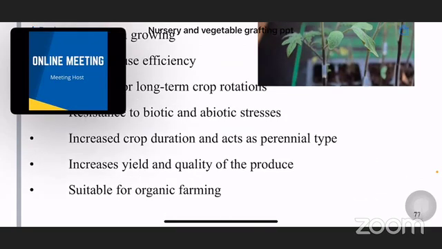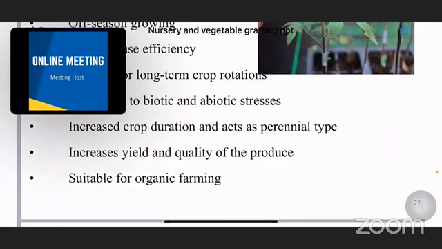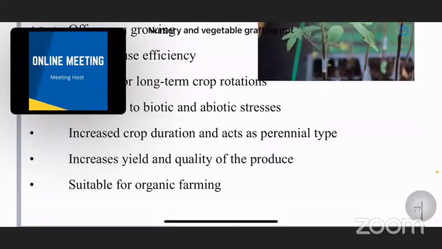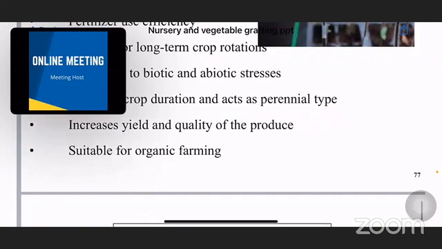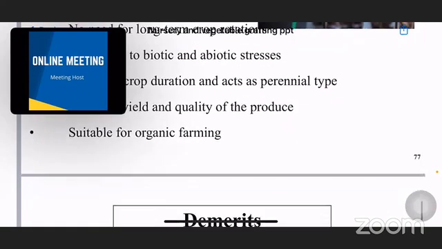Clearly, I have practically seen this in the field, and it also acts as a perennial type. As you all know, vegetables last maximum 4 to 5 months, that too chili and brinjal, and all other vegetables are grown within 3 to 4 months. So by grafting, we can increase the crop duration. If we increase the crop duration, we can get more pickings, like harvestings, and more yield, production and productivity, and it also helps to increase the quality of the produce.